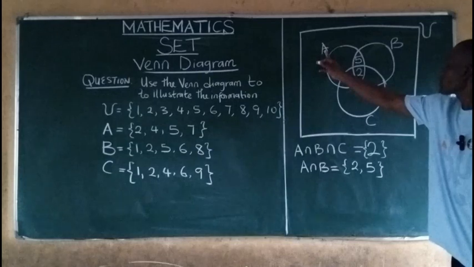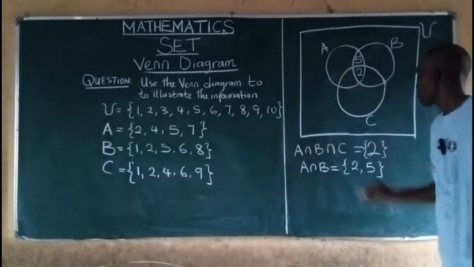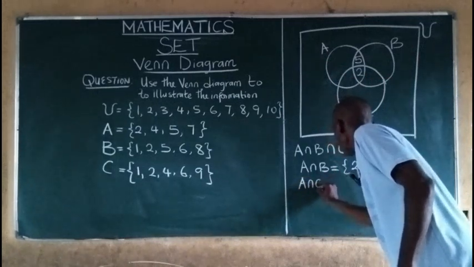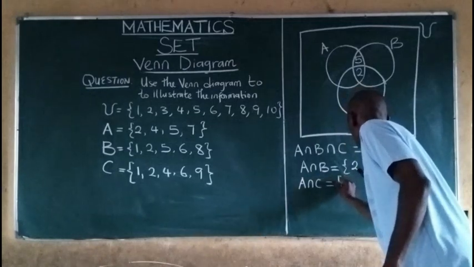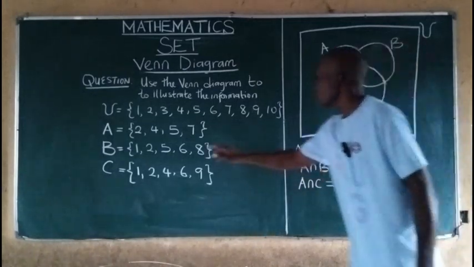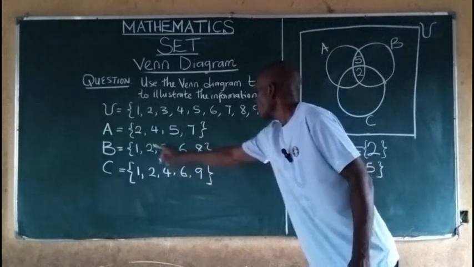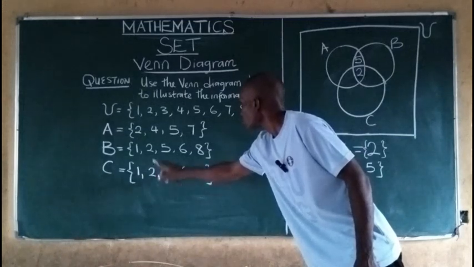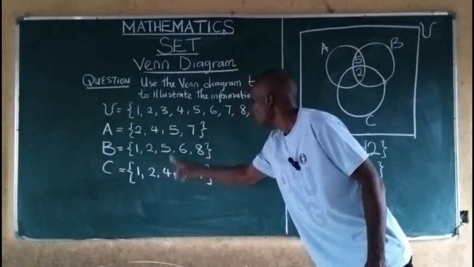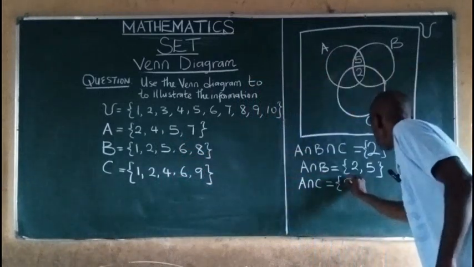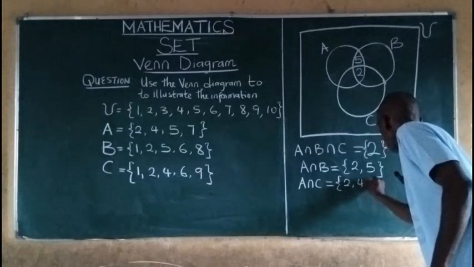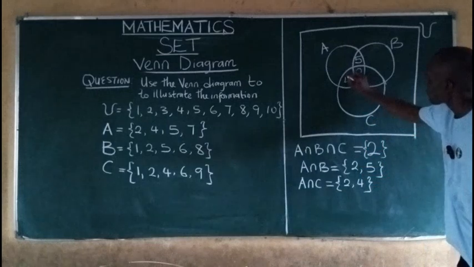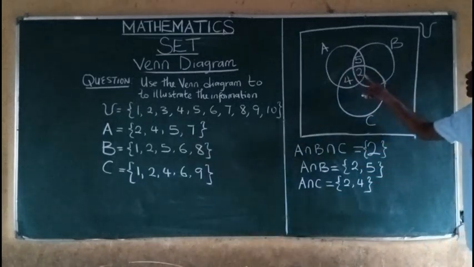Now, how about A intersection C, which is this point? We have 2 to be common here, and also 4. So 2 and 4 are common. Since we have 2 here, we'll only write 4. We are not repeating it again.